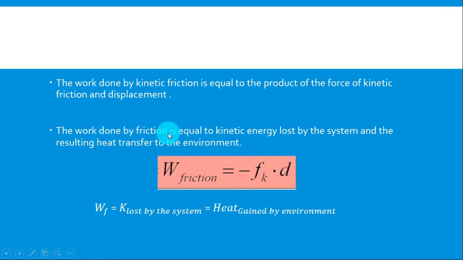The work done by friction is equal to the kinetic energy lost by the system and the resulting heat transfer to the environment. Sometimes, girls, they don't ask you to find work of friction. They say in the question, find the kinetic energy lost. Okay, how do you find it? We don't have a formula for kinetic energy lost, but it equals the work of friction. So you find the work of friction. This answer equals the kinetic energy lost by the system or heat gained by the environment.